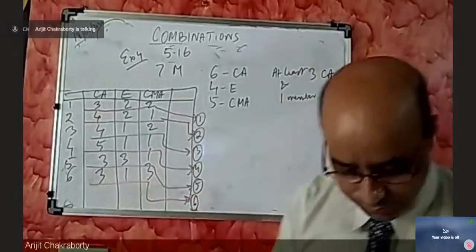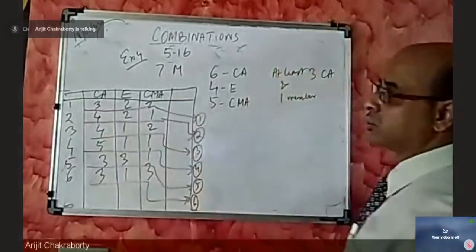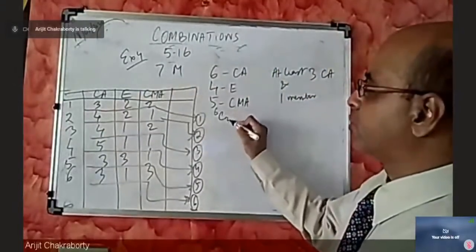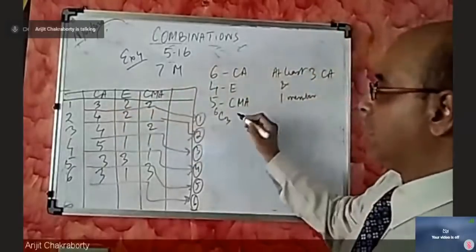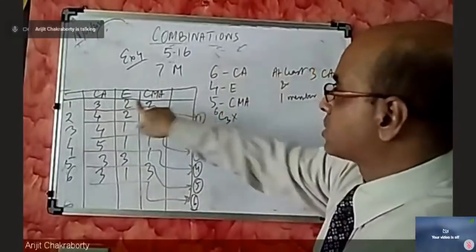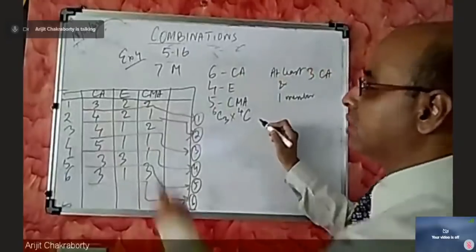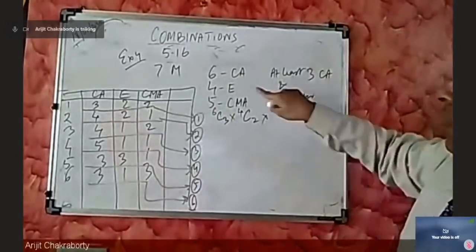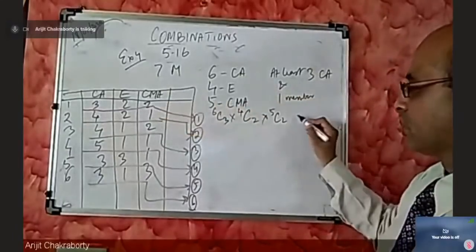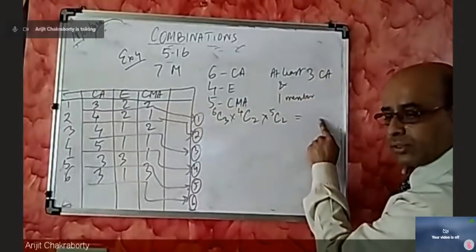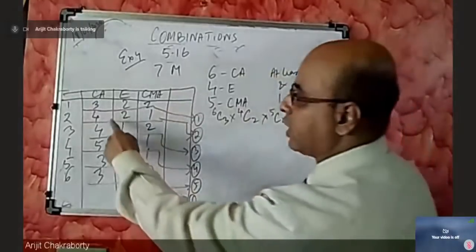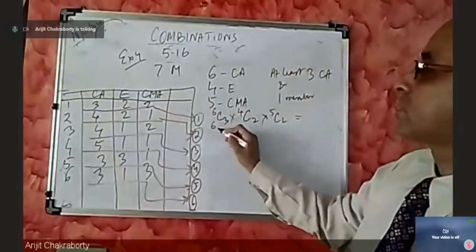The first one: 3 CAs, 2 economists and 2 cost accountants. You have how many CAs? 6 CAs. So the calculation is 6C3, 6 CAs and 3 CAs, multiplied by the multiplication rule by economists. You have 4 economists, so 4C2, into 5 cost accountants, choosing 2, so it is 5C2. We have to do the calculation. Method number 2 is we have 4 CAs, so it will become 6C4.